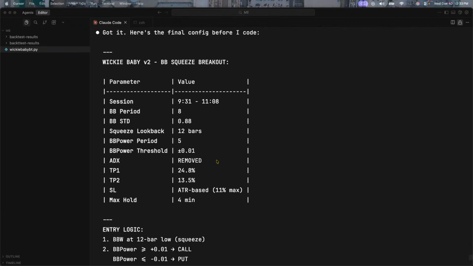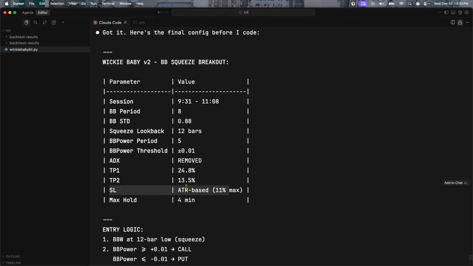We're keeping everything pretty much the same from our previous strategy, right? So I'm keeping the bears and bulls power. This lets us know who's in control. Is it the buyers, or the bulls, or the sellers, or the bears? ADX, we're not using this, so I'm taking that out. We have two take profit levels, and for our stop loss, I got this from UGD, right?